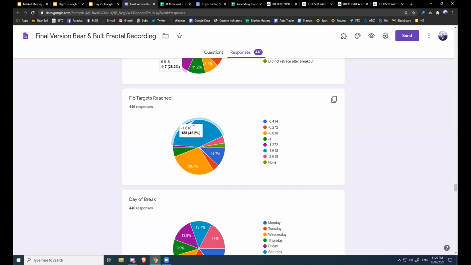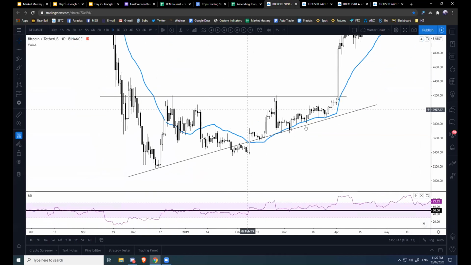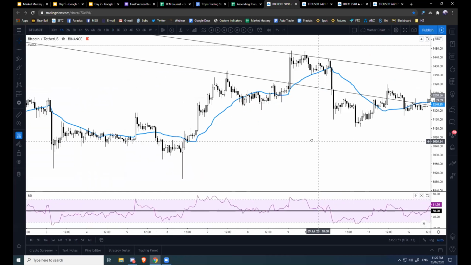And you can do this yourselves, guys. If you can learn how to use Google Sheets and Google Forms, you can create this kind of data recording yourself for back testing, and you can do an unlimited amount of back testing on this. So this is a daily time frame. We can go down to the 1 hour and find some more ascending triangles.